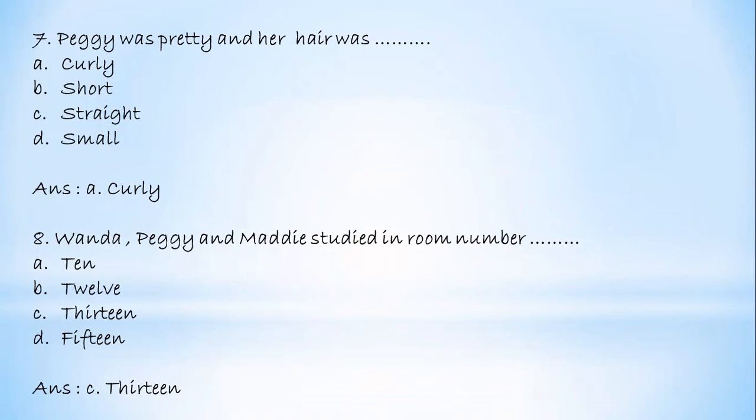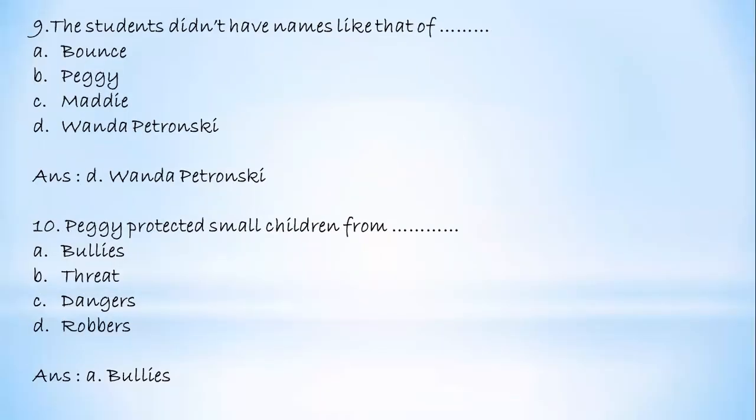Next. The students didn't have names like that of Bounce, Peggy, Maddie, or Wanda Petronsky. And the answer is option D, Wanda Petronsky. Because this was an American school, they had very short and simple and easy names. So they felt that Wanda Petronsky was a difficult name. So this was the name which they did not have. Okay. So it's option D, Wanda Petronsky.